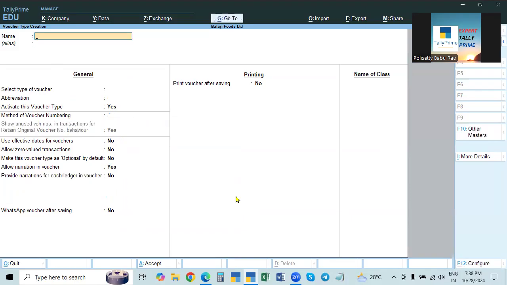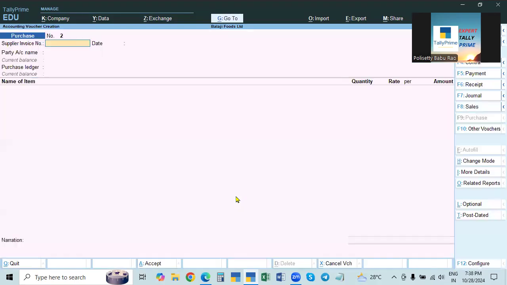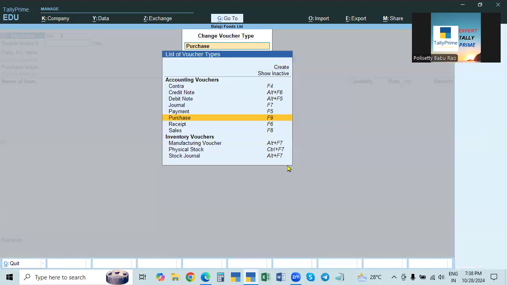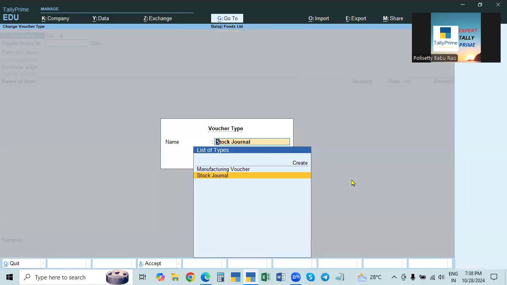And say okay. Now we go to vouchers, go to other vouchers. See, the manufacturing voucher is available. Alt F7, stock journal also Alt F7. You can click here, or in the voucher you can press Alt F7. If you click that, it will show both. What do you require? First, transferring stock, only transfer of stock, stock journal. For manufacturing, we will take the manufacturing voucher.